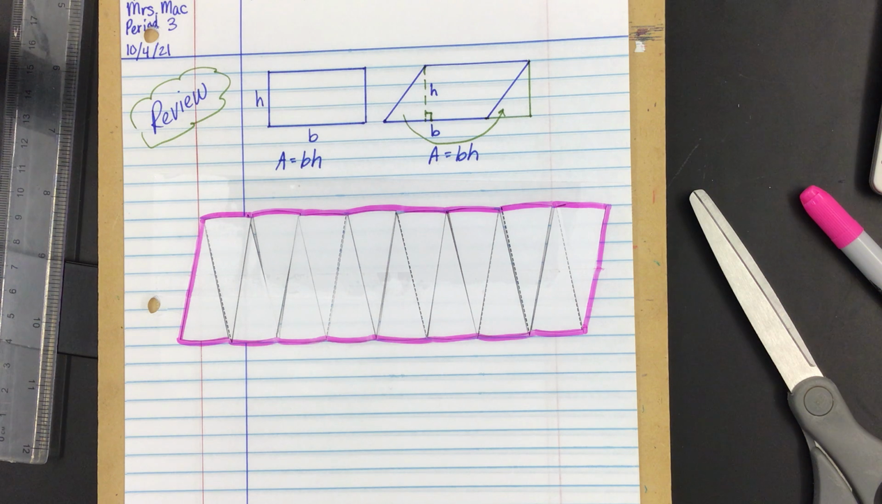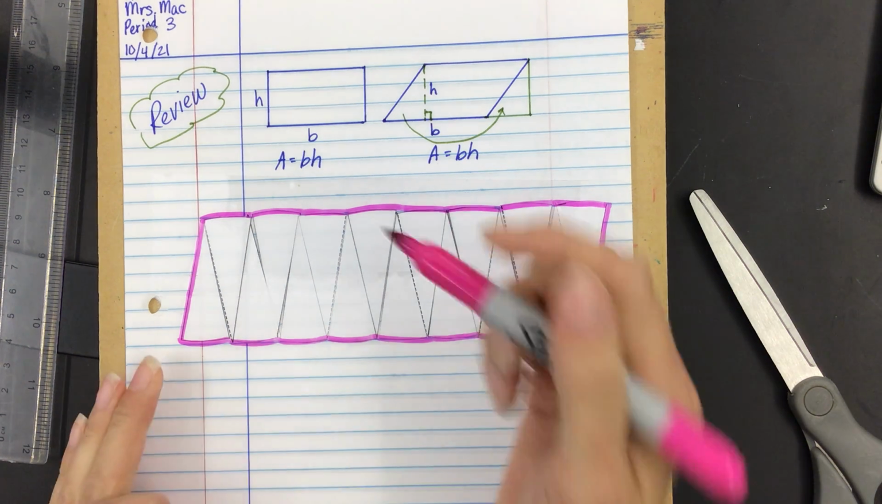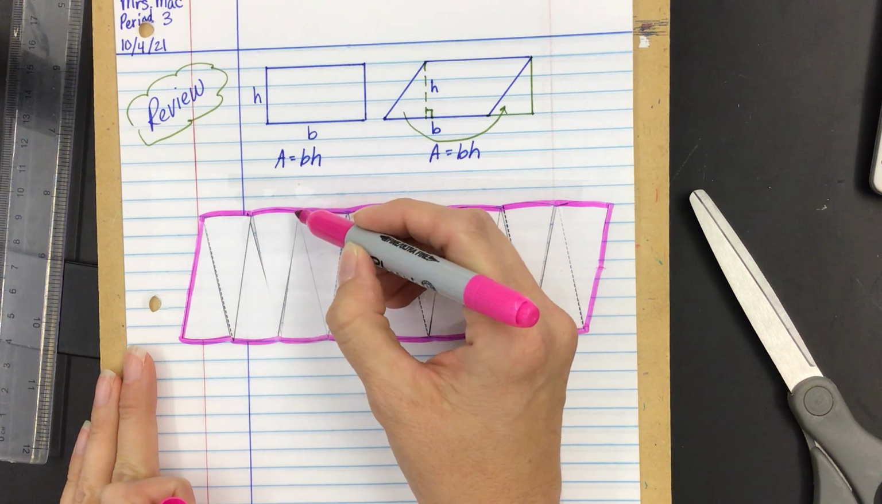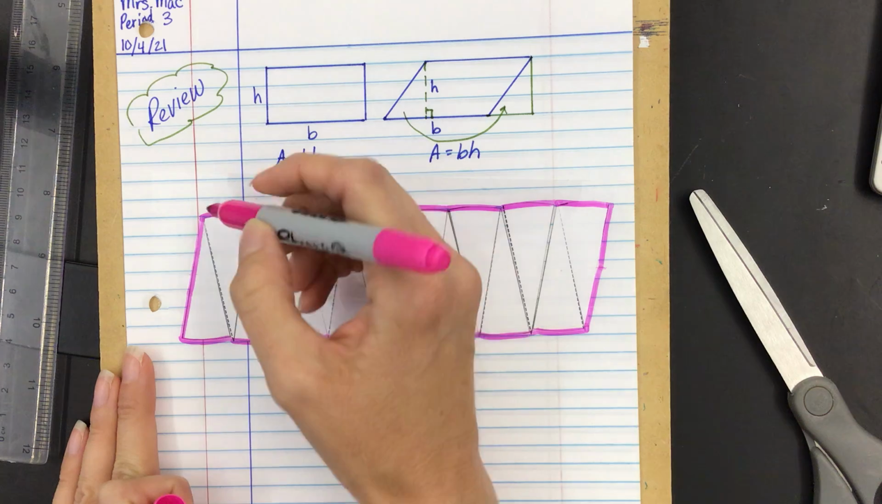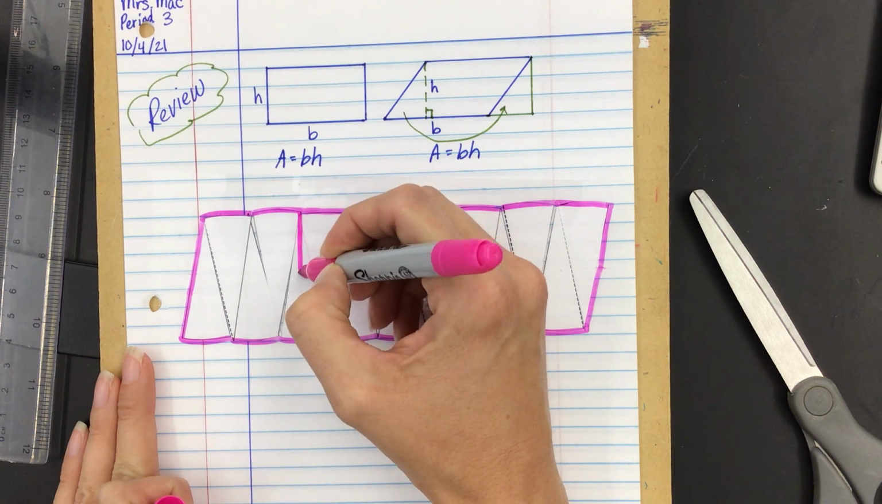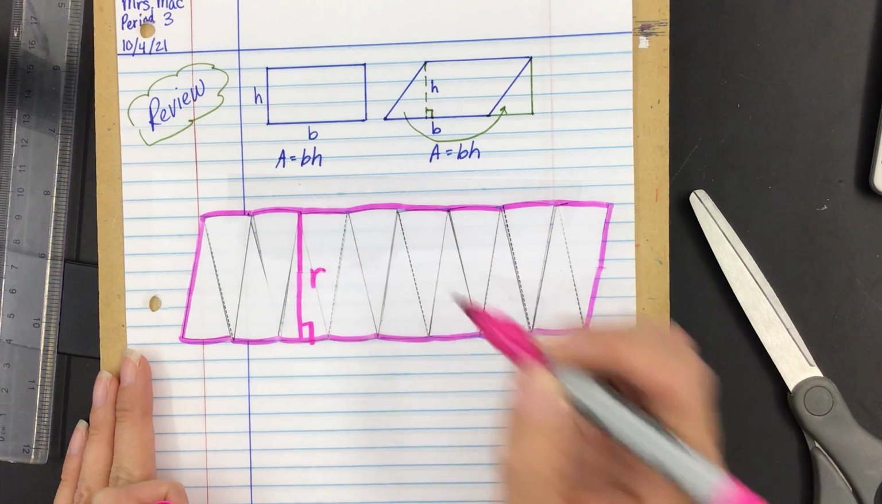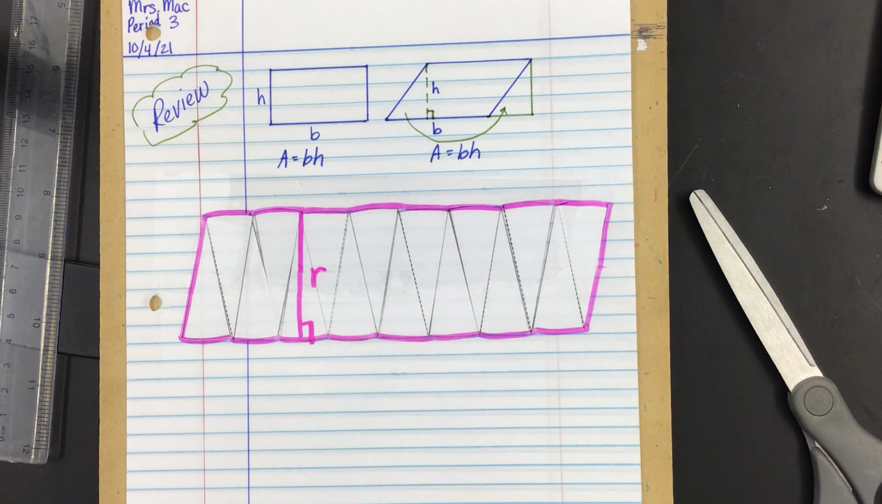Look up here because I want to make sure we can at least make it possible for you to do your homework tonight. Okay, we have already established that this looks a lot like a parallelogram now, right? What is the height of our parallelogram? The radius. I heard it. Okay, the distance from the center of a circle to the edge is called the radius, and that's what this length right here is. So this distance right here is the radius.